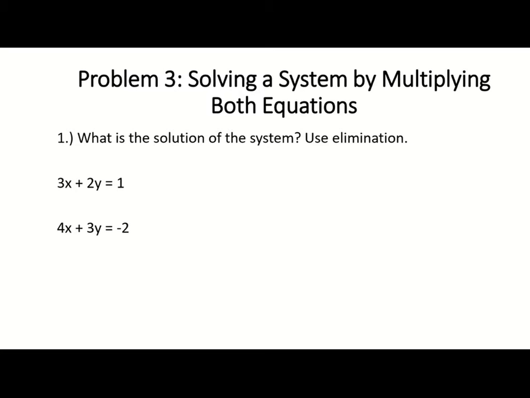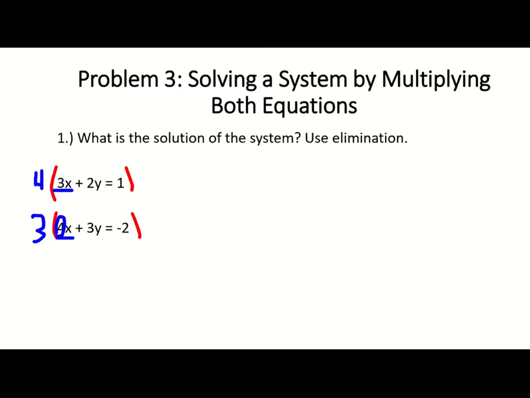So what I'm going to need to do, I need to multiply both equations this time. So I just need to make a decision. Do I want to get rid of the x's or the y's? I'm going to get rid of the x's. So what I'm going to need to do is multiply the first equation by the coefficient of the second equation. So I need to multiply the first equation by 4. The bottom equation is going to get multiplied by the coefficient of the first. So I'm going to multiply the bottom equation by 3.